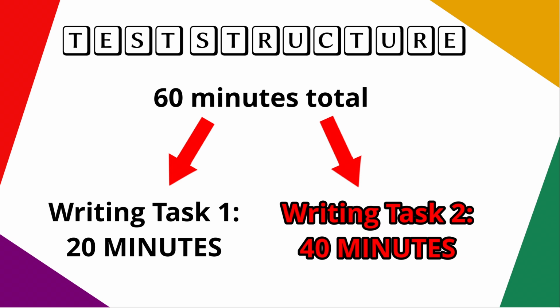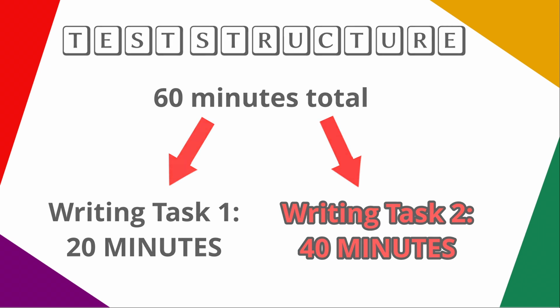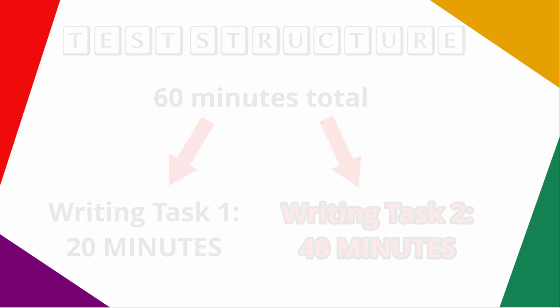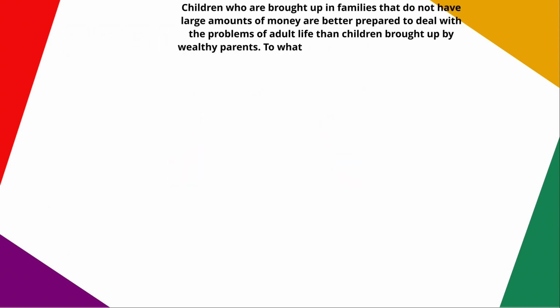Your goal during Task 2 is, of course, to write an essay, but the essay you write will depend on the type of question you receive. Let's explore the possible types of questions together. This question type is an opinion essay. This question was found on the IELTS.org website, and you can find a link to this question and other sample questions below in the description.